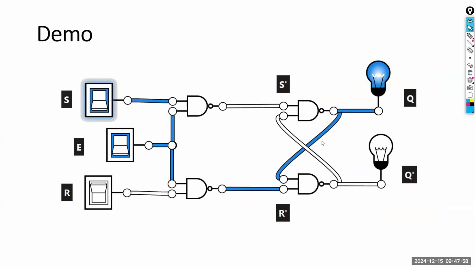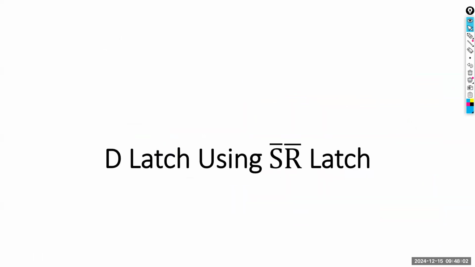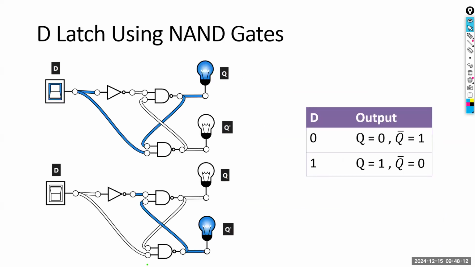You can try this out by yourself. From the S bar latch also, if you want, you can create a D latch, because the S bar latch behaves similarly to the SR latch. So just make sure you give one input after a NOT, and the other input without a NOT. Then again, when D is 0, Q is 0, and when D is 1, Q is 1.